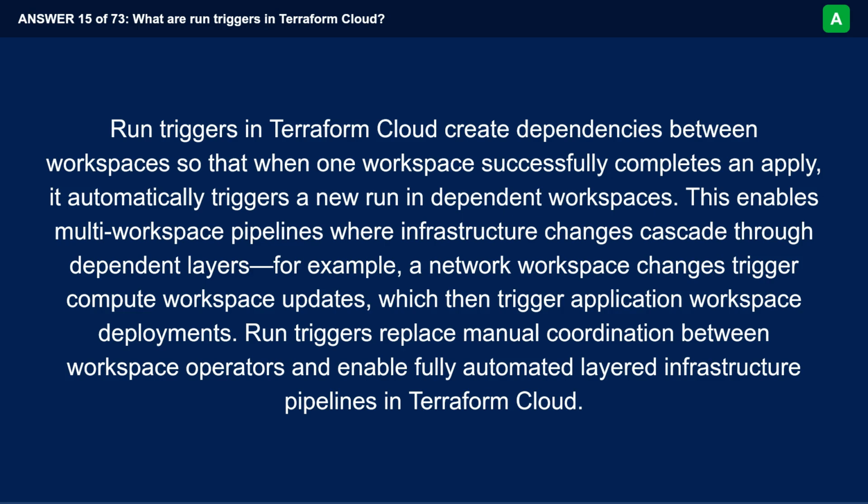This enables multi-workspace pipelines where infrastructure changes cascade through dependent layers. For example, a network workspace changes trigger compute workspace updates, which then trigger application workspace deployments. Run triggers replace manual coordination between workspace operators and enable fully automated layered infrastructure pipelines in Terraform Cloud.